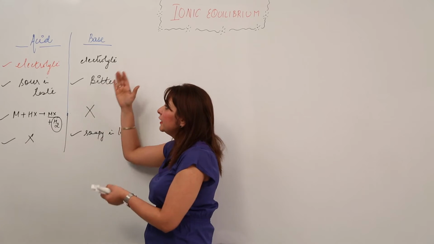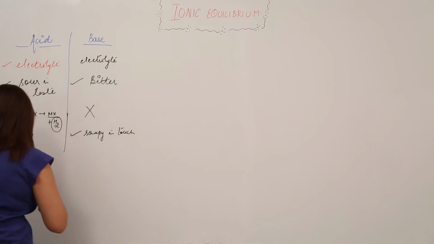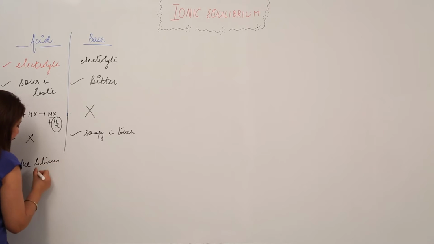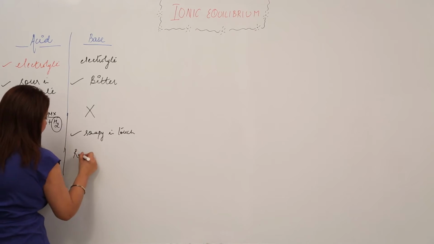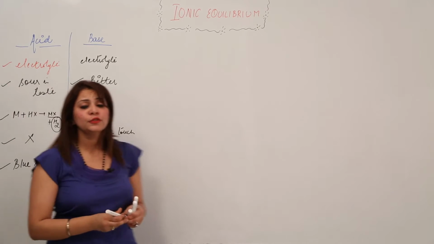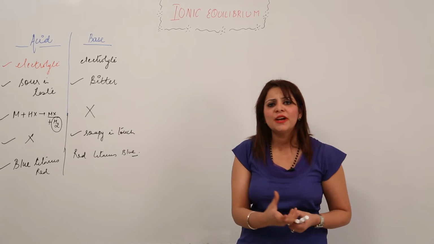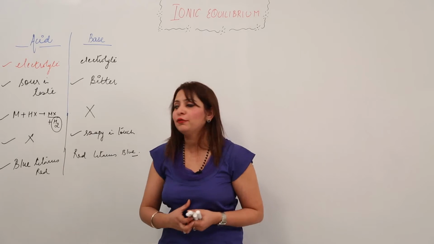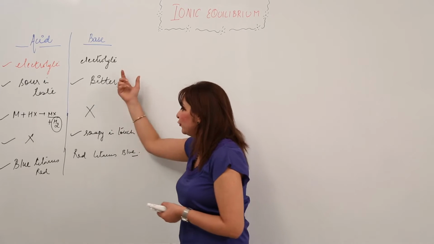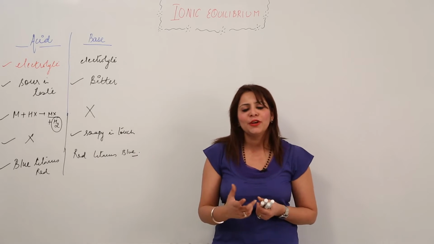Right. So these are the properties. One more important property is that acids turn blue litmus red and bases turn red litmus blue. Children often get confused about which litmus turns into which color. So you can make an abbreviation: for acid it is BLR, that means blue litmus red, and for base it is RLB, that is red litmus blue. You can make your own abbreviation.